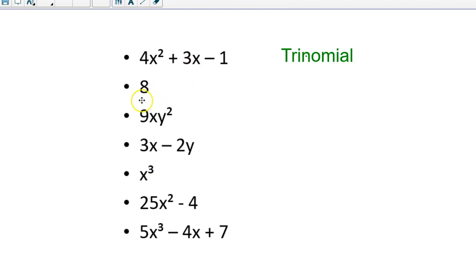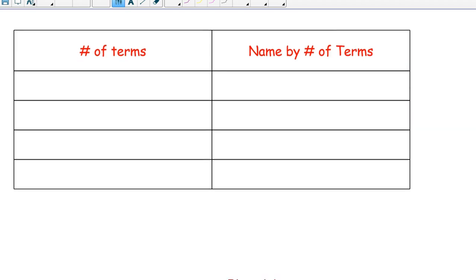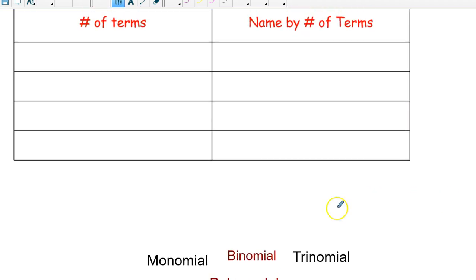The first one is a trinomial, and here this 8 is just a constant term. Even though it's a constant term, it's still a single term. So here I have a table with the number of terms and the name by number of terms. Depending on the number of terms, if it has one term, give an example with one term and name it as a monomial.